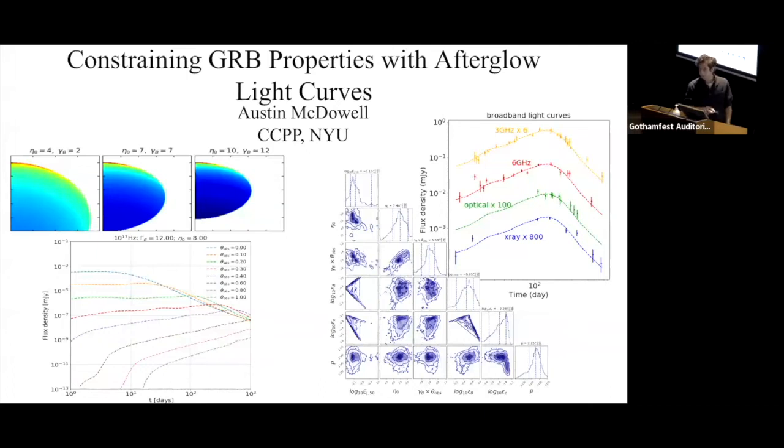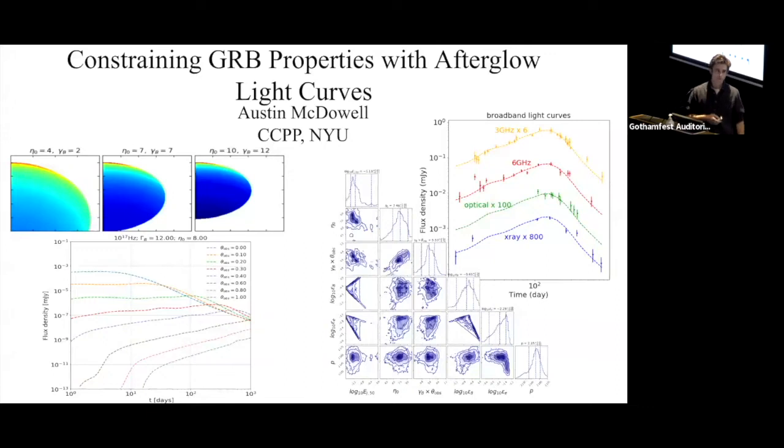Hi, everyone. My name's Austin McDowell. I'm a PhD candidate at NYU. I worked with Andrew McFadgen on developing a model for learning about short gamma ray bursts through their afterglow light curves. Short gamma ray bursts we know can be produced from the merger of binary neutron stars. The afterglow comes later when the merger remnant launches material into the surrounding medium.